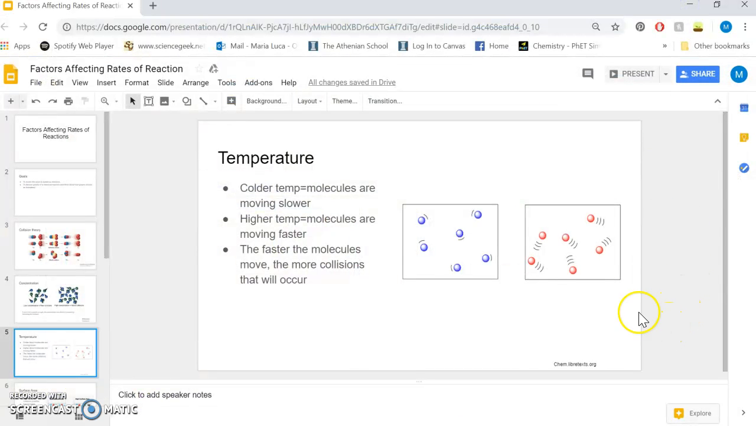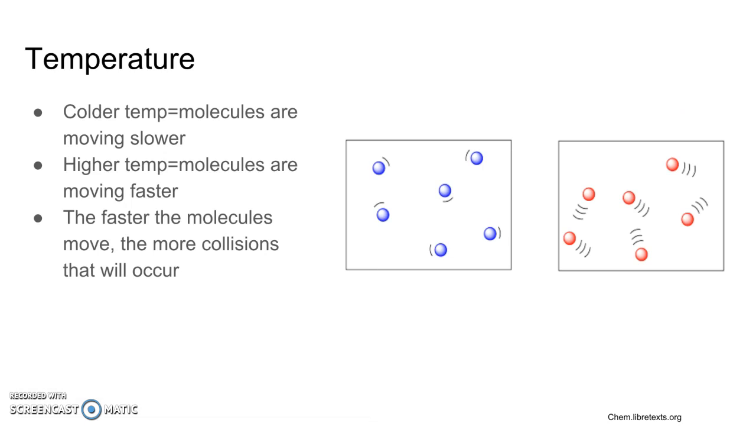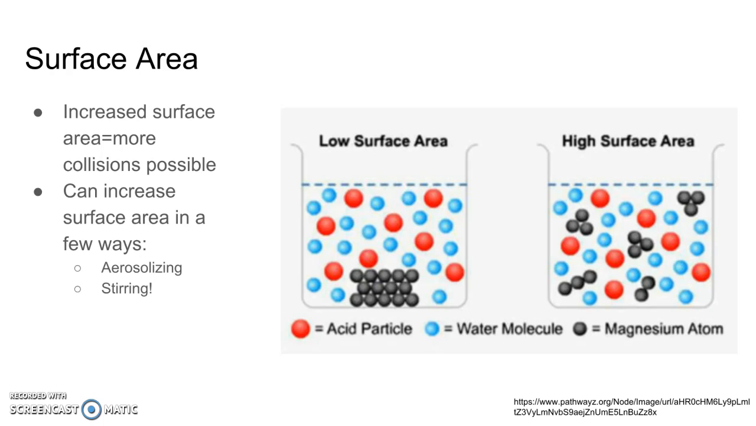So, go back to this. Just keep that in mind for when we're talking about temperature. Just that sort of visualization in your head when you're thinking about, oh, okay, slower with colder temperatures, faster movement with higher temperatures. All right, surface area.